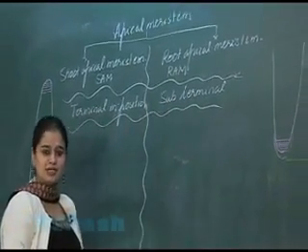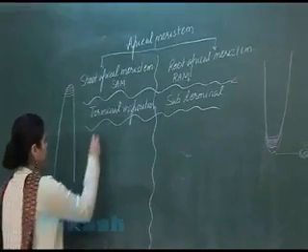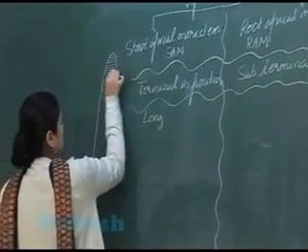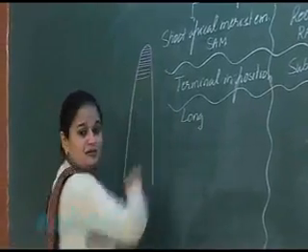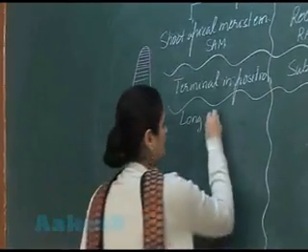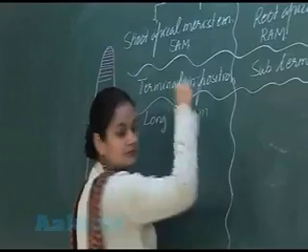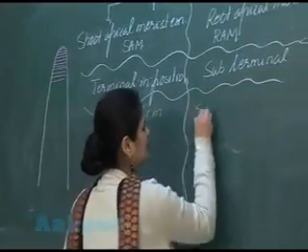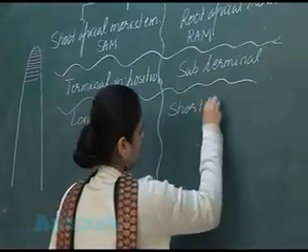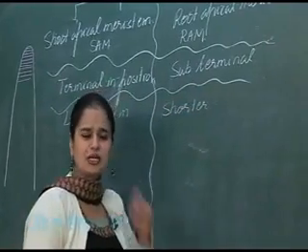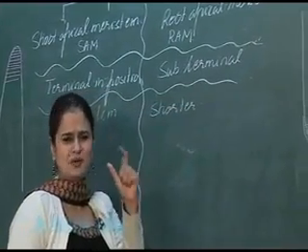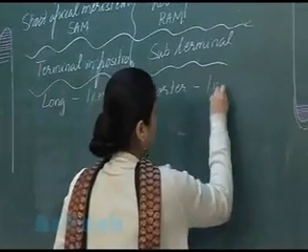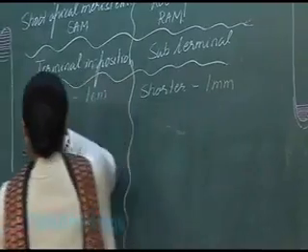The shoot apical meristem is long. Yes, this shoot apical meristem is long. It covers the distance of around 1 centimeter. But the root apical meristem, comparatively, it is shorter. Yes, comparatively shorter, covering the distance only around 1 millimeter. Yes, 1 millimeter or even less than that.